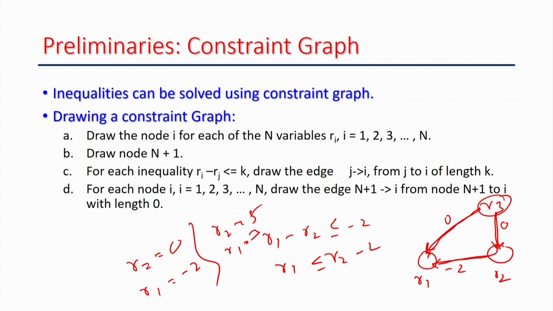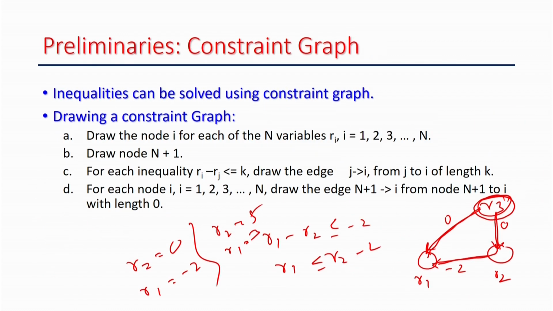So, you can understand what the shortest path actually gives you. The shortest path from this extra node to this particular node will give you a solution, at least one solution, because we can have multiple solutions, but we need one solution to this list of inequalities, right. So, this is how we are going to solve this set of inequalities.